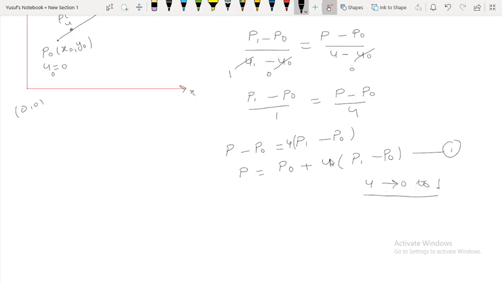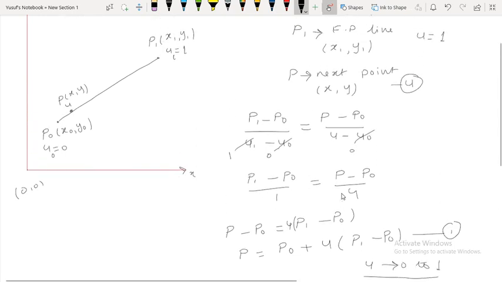If you put u is equal to 0, you will get the start point. If you put u is equal to 1 here, then you will get the end point p1. If you put u is equal to 0, this term will be 0, and you will get the start point p0. If you put u is equal to 1, then this term will get cancelled, and you will get the end point p1.